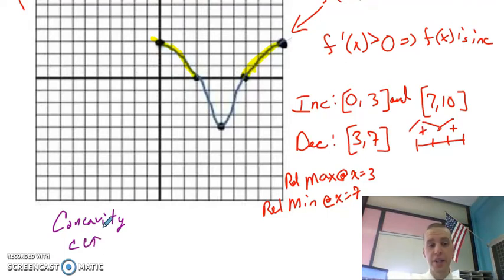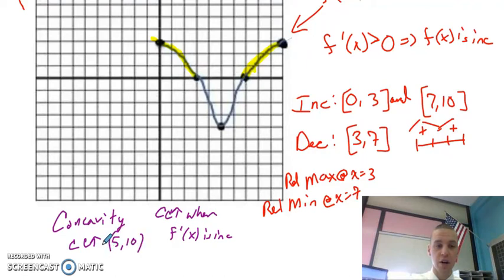Concave up where? Well, concavity is the second derivative. And so if we take this function and think of it as the original function, concavity would then be the first derivative. And when we think about that, the first derivative is based on whether it's increasing or decreasing. So we're concave up when the first derivative is increasing. And so we're concave up from 5 to 10.